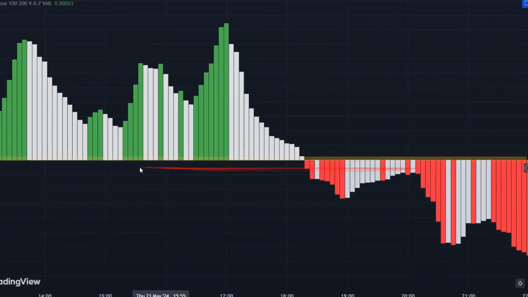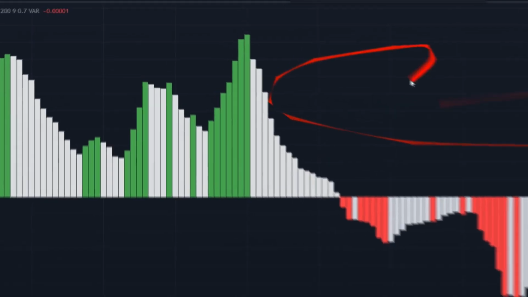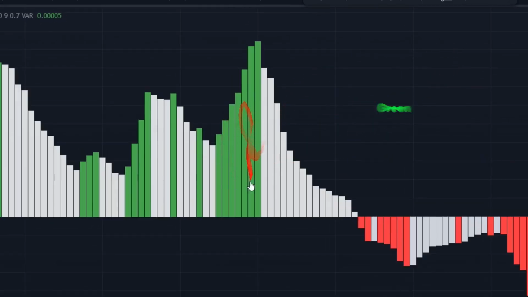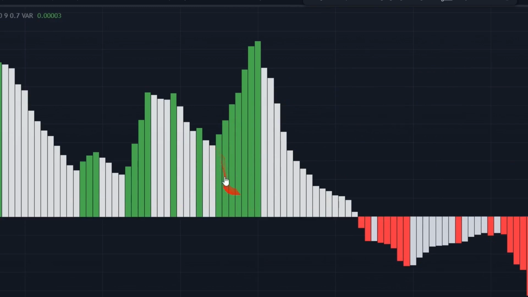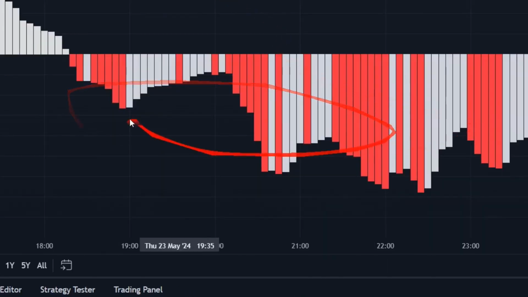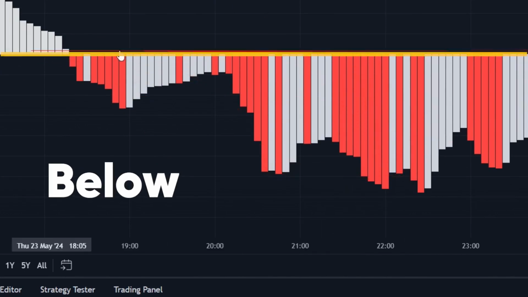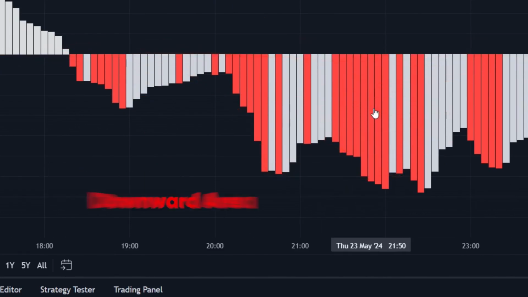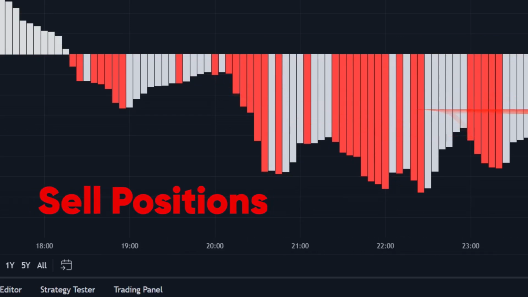This indicator has a middle line that divides it into two areas. The first area where all columns are green and placed above the middle line. We call this area the upward area, and in this area we are only looking for buy positions. The second area where all columns are red and placed below the middle line. We call this area the downward area, and in it we are only looking for sell positions.